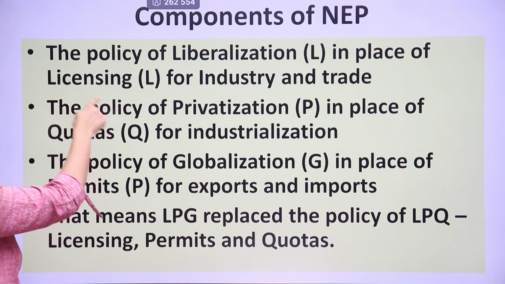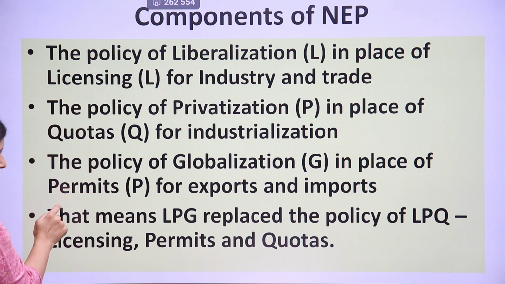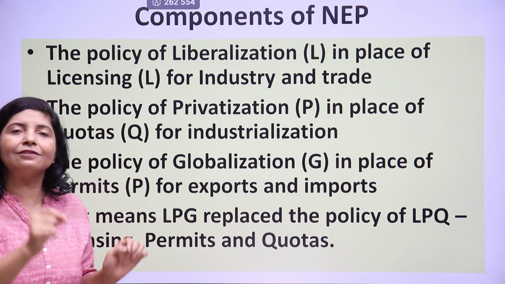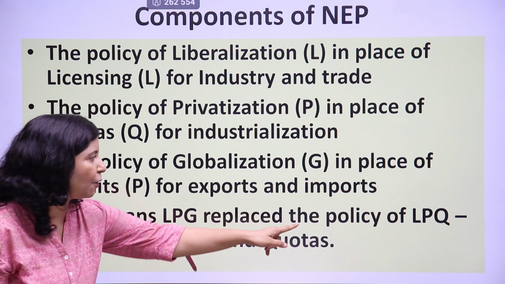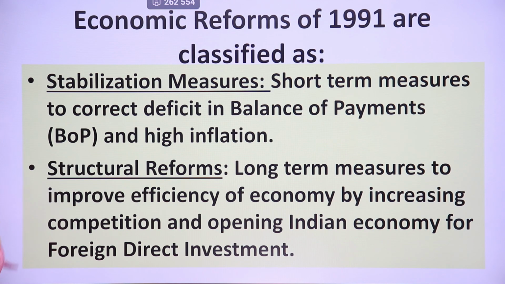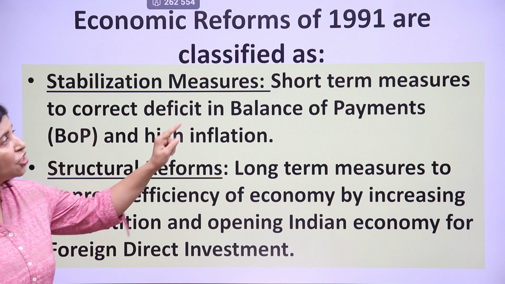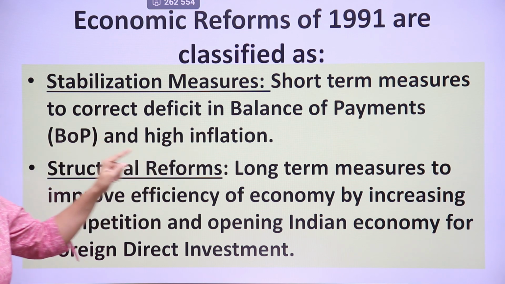In place of licensing, quotas and permits, that means the policy of LQP, the policy of LPG was initiated through your new economic policy. That means LPG replaced the policy of LPQ, licensing, permits and quotas. Clear? Then, economic reforms of 1991 are classified as stabilization measures, that is, short-term measures to correct the deficit in the balance of payments, BOP, and high inflation.